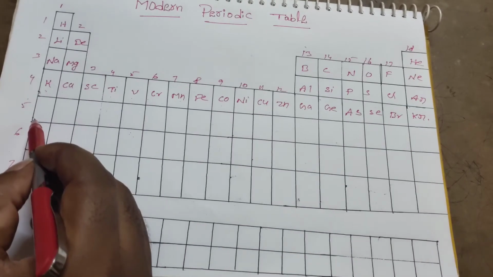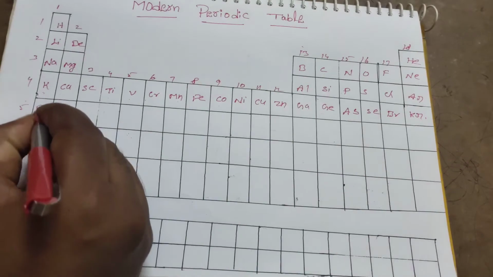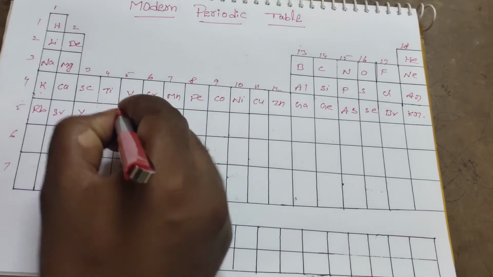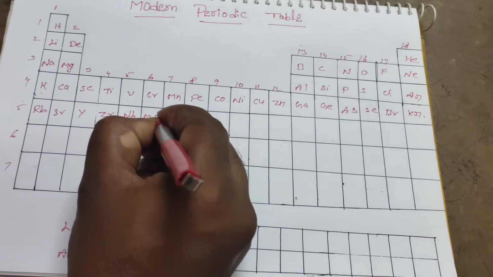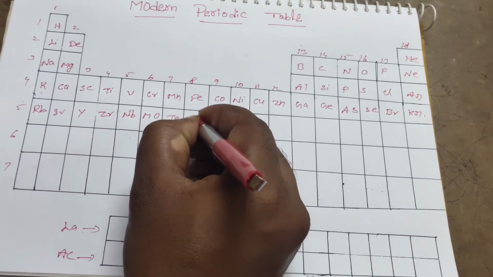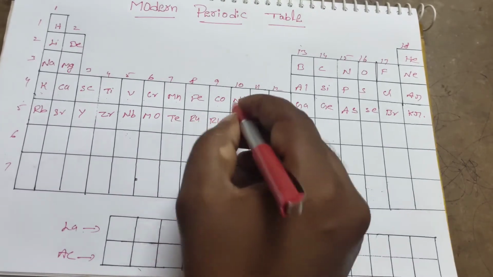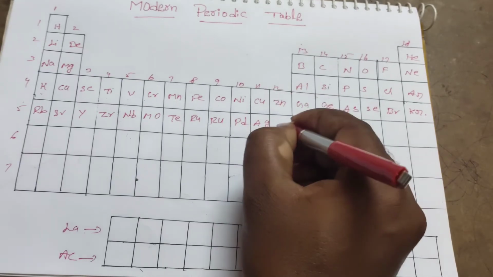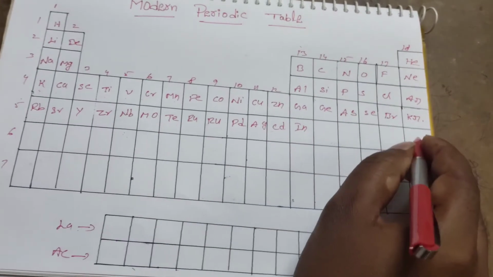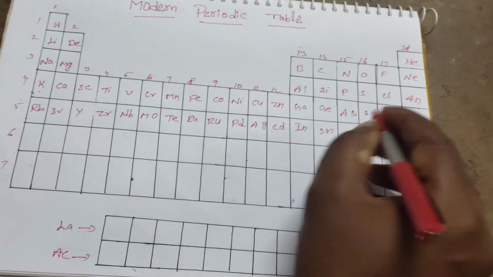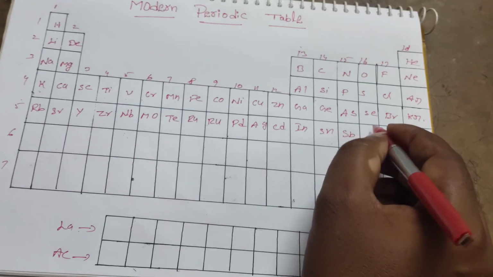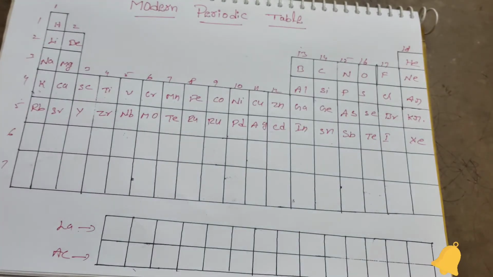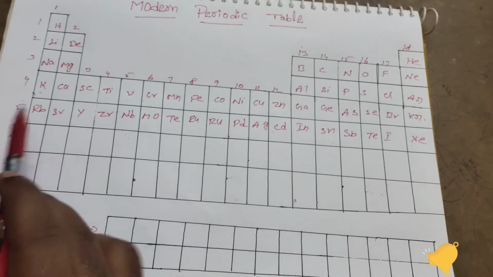And the fifth period also contains 18 elements. The starting element is rubidium, strontium, ytterbium, zirconium, niobium, molybdenum, technetium, ruthenium, rhodium, palladium, silver, cadmium, indium, tin, stibium, tellurium, iodine and xenon.